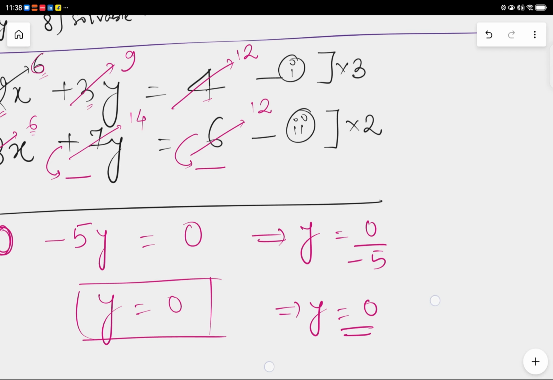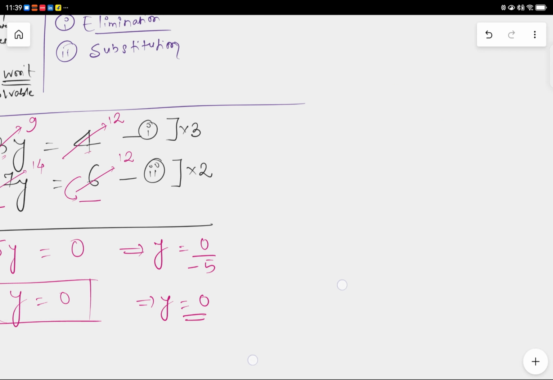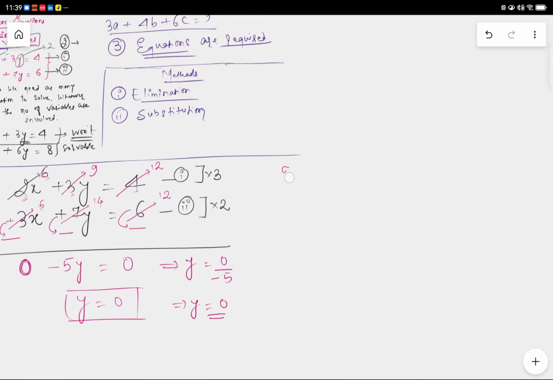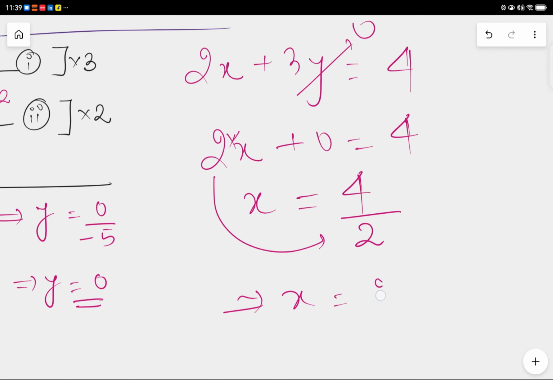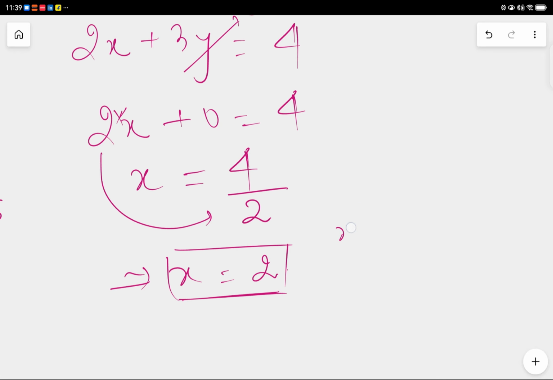Now that I have found y, you can take any equation. Take the first equation, 2x plus 3y equal to 4, and put y equal to 0. You get 2x plus 0 equal to 4, so 2x equal to 4. Here there is a multiplication sign in between, so when it goes to the other side it becomes division, which gives x equal to 2. Hence the answer is x equal to 2 and y equal to 0.